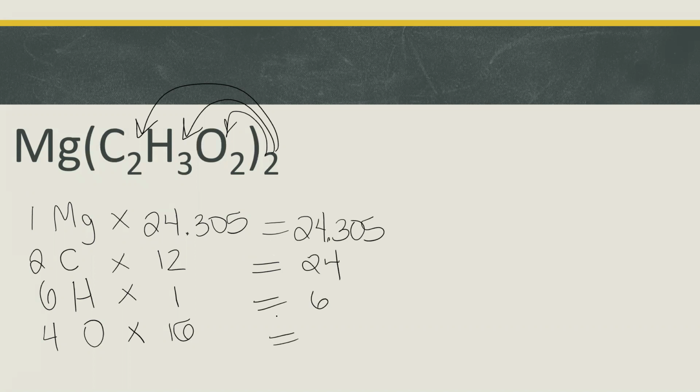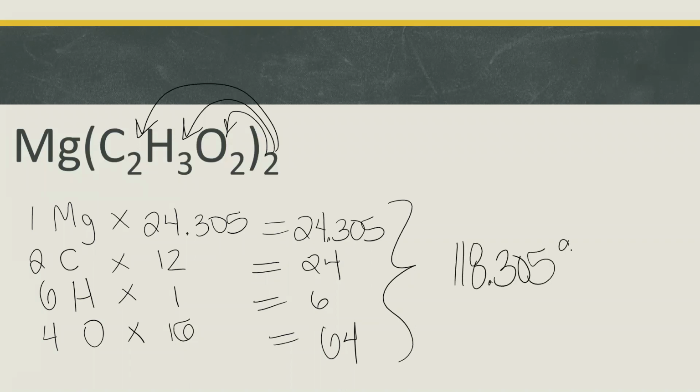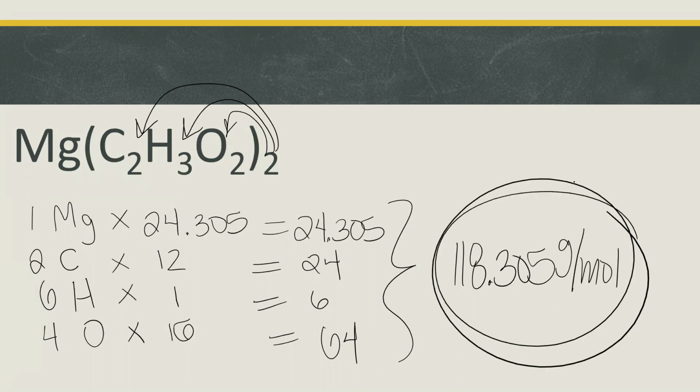Make sure your math is right. It's not hard math. But if you mess it up, it's hard for me to give you partial credit. All right, adding those all together, 64 plus 6 plus 24 plus 24.305. And I get a molar mass of 118.305. If you just gave me 118, I would accept it. If you gave me 118.31, I would accept it. Close enough.